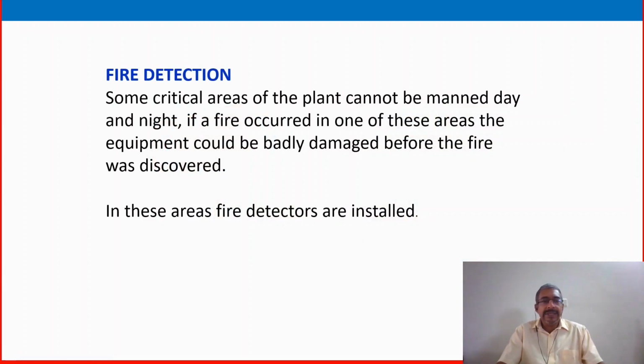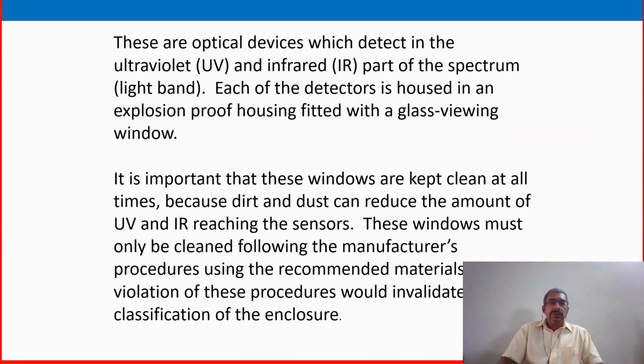Some critical areas of the plant cannot be manned by day and night. If a fire occurred in one of these areas, the equipment could be badly damaged before the fire was discovered. So, in these areas fire detectors are installed. These are optical devices which detect the ultraviolet and infrared parts of the spectrum or light band. Each detector is housed in an explosion-proof housing fitted with a glass viewing window.